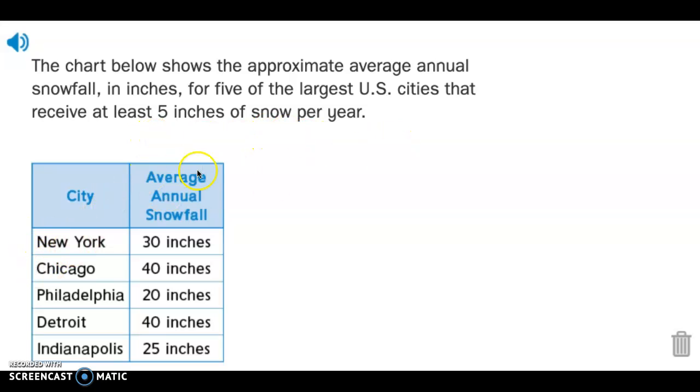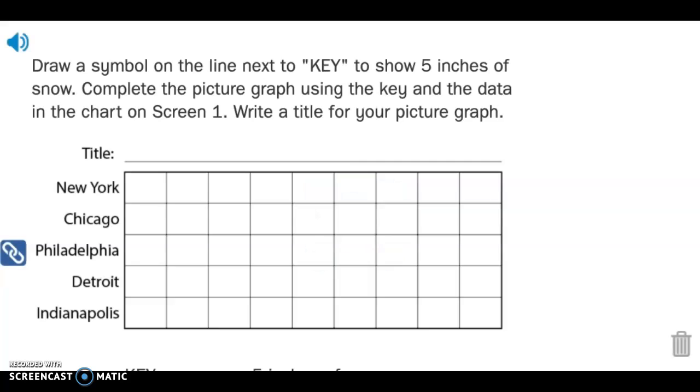So New York gets on average, so about annually, so each year, 30 inches. Chicago gets about 40 inches each year. Philadelphia gets about 20 inches each year. Detroit gets about 40 inches a year, and Indianapolis gets about 25 inches. Okay, with all that data, we're going to create our own picture graph.